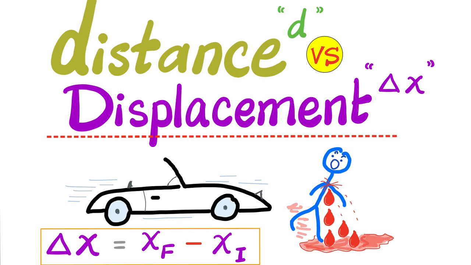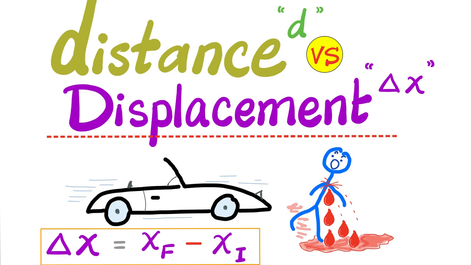In previous videos we talked about measuring units, introduction to physics, scalar quantities versus vector quantities. As for today, let's compare between distance and displacement. Distance is a scalar, displacement is a vector.